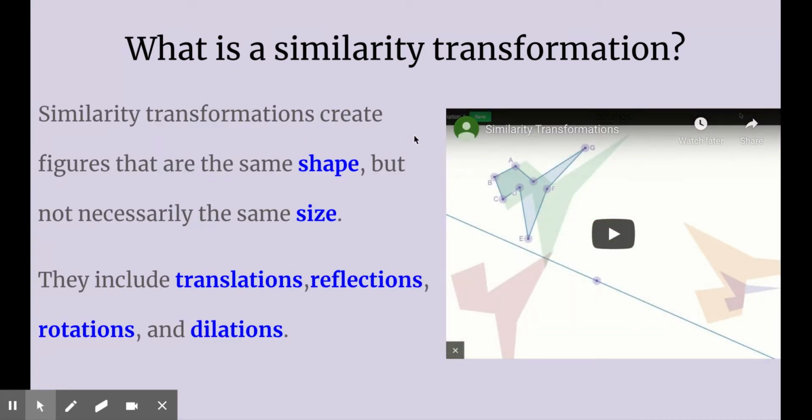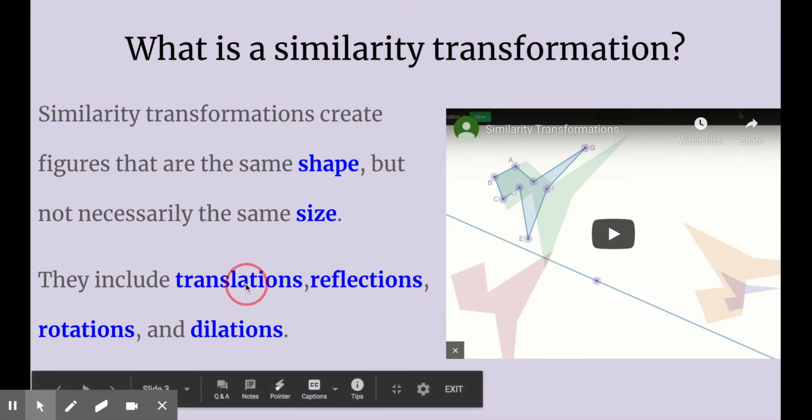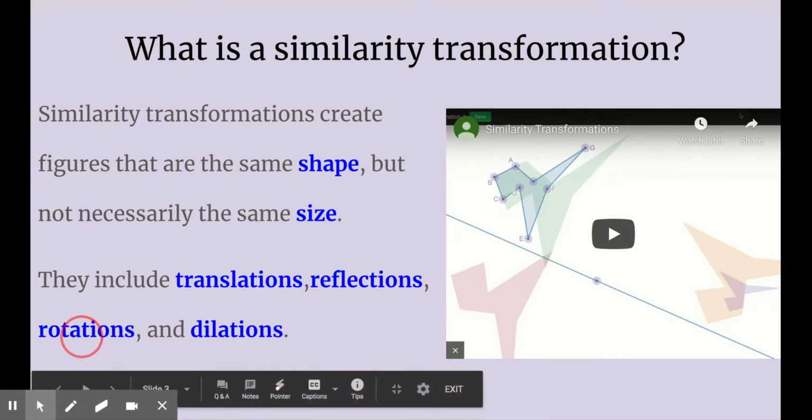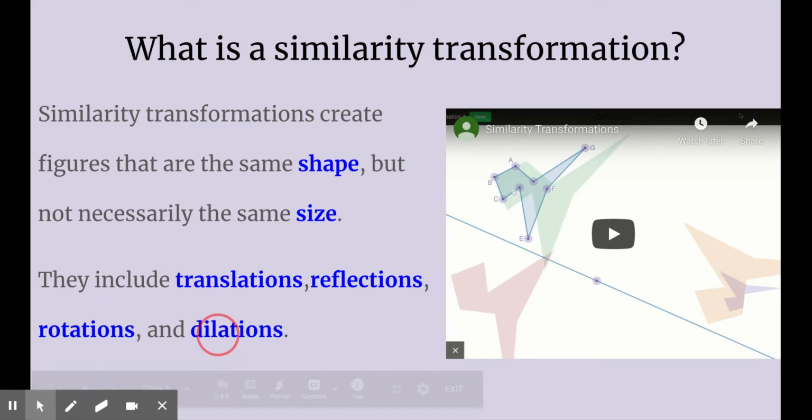Similarity transformations create figures that are the same shape, but not necessarily the same size. They include translations, reflections, rotations, and dilations. Notice that translations, reflections, and rotations give us congruent figures. But congruent figures are also similar figures. They just have a scale factor of 1. If we add dilations to this list, this gives us all the transformations that produce similar figures.